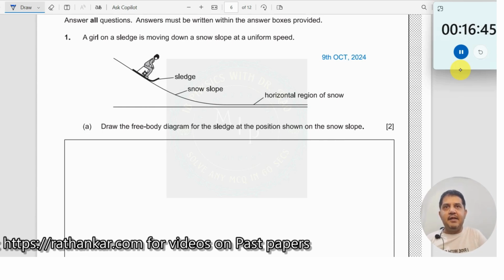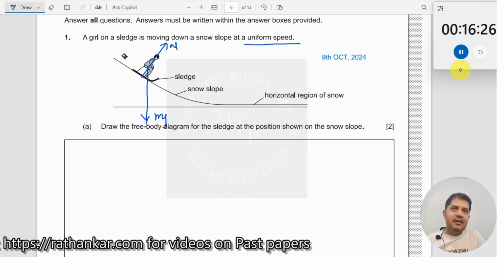Free body diagram here tells you there's a normal force acting here because she's still on the surface, and there's a weight which is acting downward like this, mg. These are the only two forces that we can put across, mg and normal force, and with a uniform speed. There's a reason here, uniform speed.